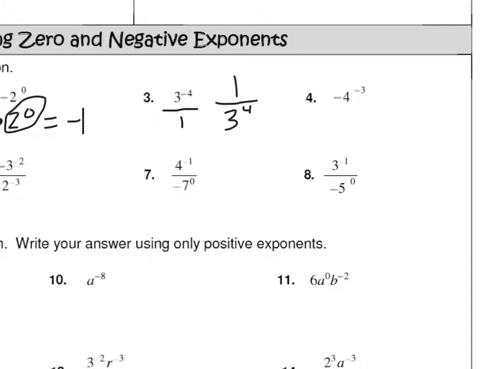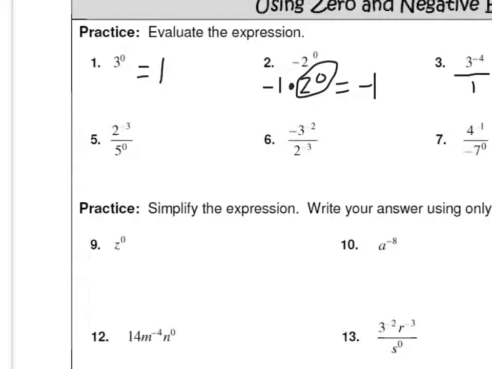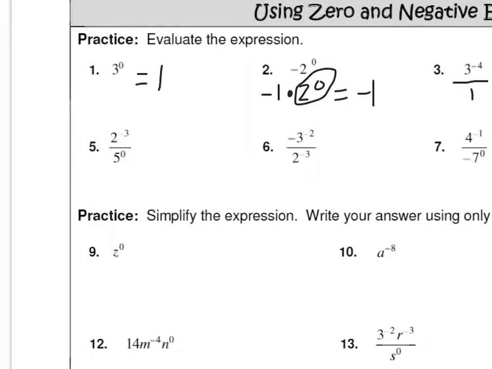Okay, number 4. On number 4, just a typo, that negative 4 was supposed to be in parentheses. So we've got negative 4 in parentheses raised to the negative 3rd power. So we're going to move our negative 4 in parentheses to the bottom and get rid of our negative and put 1 on top. Okay, go ahead and try number 5, number 6, number 7 on your own, and then check back and see your answers.